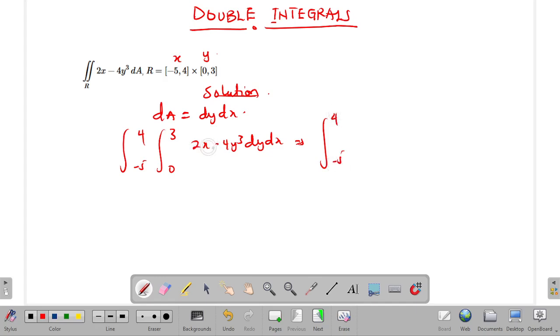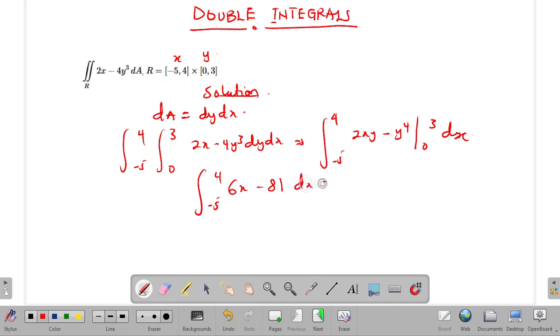When I integrate with respect to y, this becomes 2xy minus y to the power 4, from 0 to 3, dx, because I've integrated with respect to y. So I've solved my inner integral, and my outer appears. At this point, you put your 3 and your 0 inside. I'll have -5 to 4. When I put 3 into y, I'll get 6x. When I put 0, everything will be 0, so 6x maintains. When I put 3 here, I'll get 81 minus 81. Similarly, if I put 0, it becomes 0.